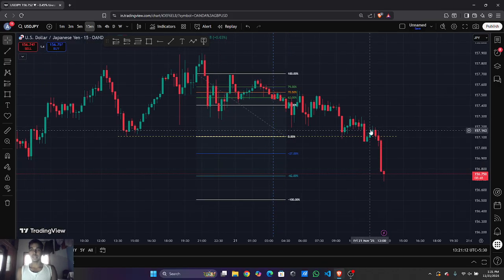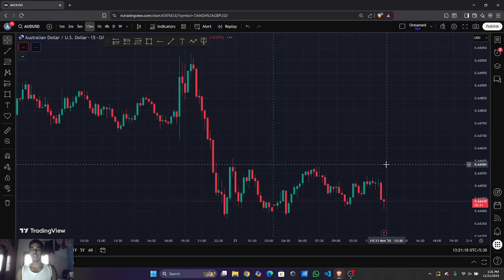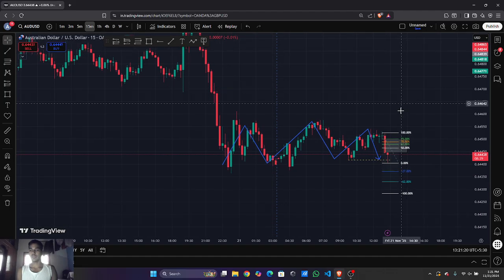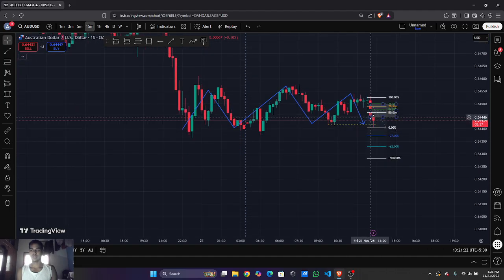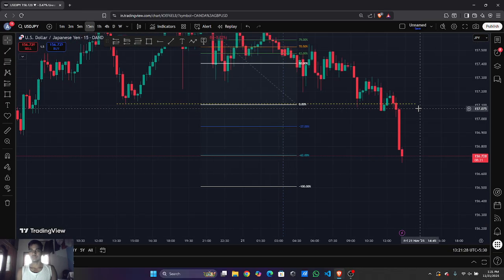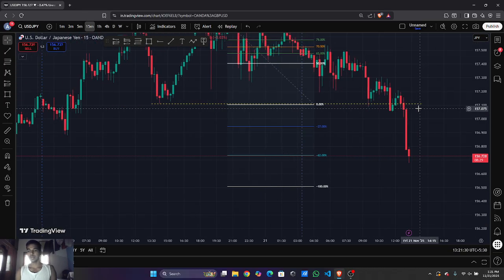You can say that AUD is somewhere around this level right now. So when the pullback happens, we'll wait for the continuation, and we want it to move just like JPY in the FVG, then continuation till these lows. But in JPY it has already moved.